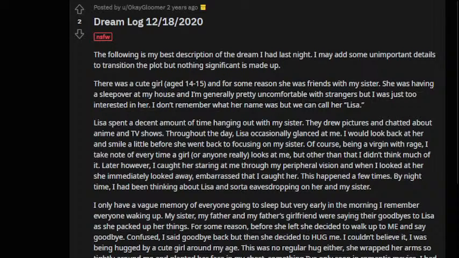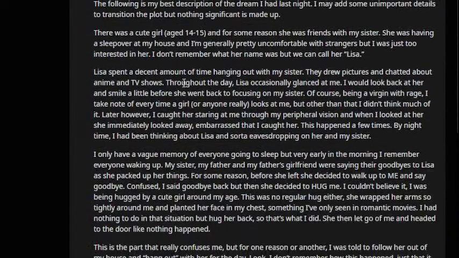After the first sentence, it's like okay, there's a cute girl, age 14 or 15, and for some reason she was friends with my sister. She was having a sleepover at my house, and I'm genuinely pretty uncomfortable in stages, but I was just too interested in her. I don't remember what her name was, but we could call her Lisa. Lisa spent a decent amount of time hanging out with my sister. They drew pictures and chatted about anime and TV shows. Throughout the day, Lisa occasionally glanced at me. I would look back at her and smile a little before she went back to focusing on my sister.